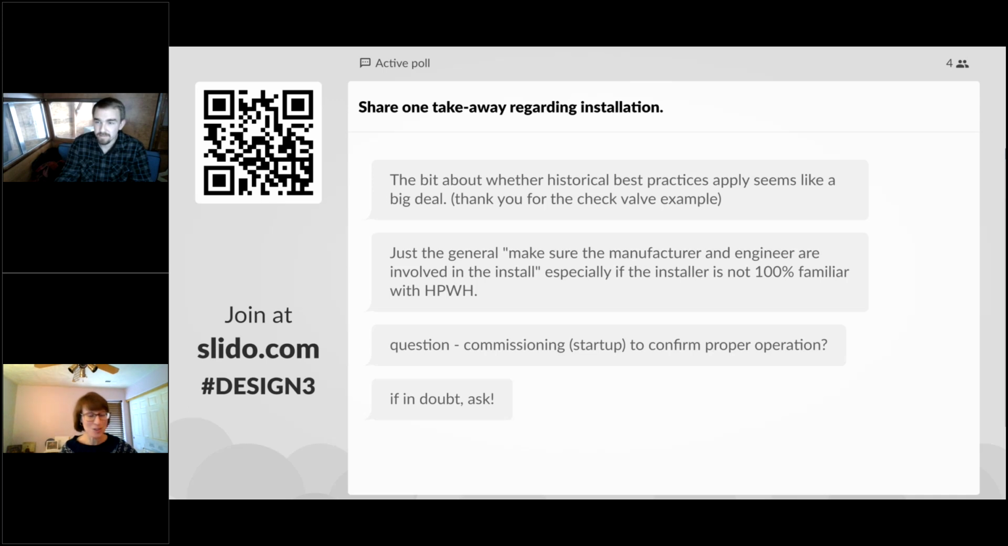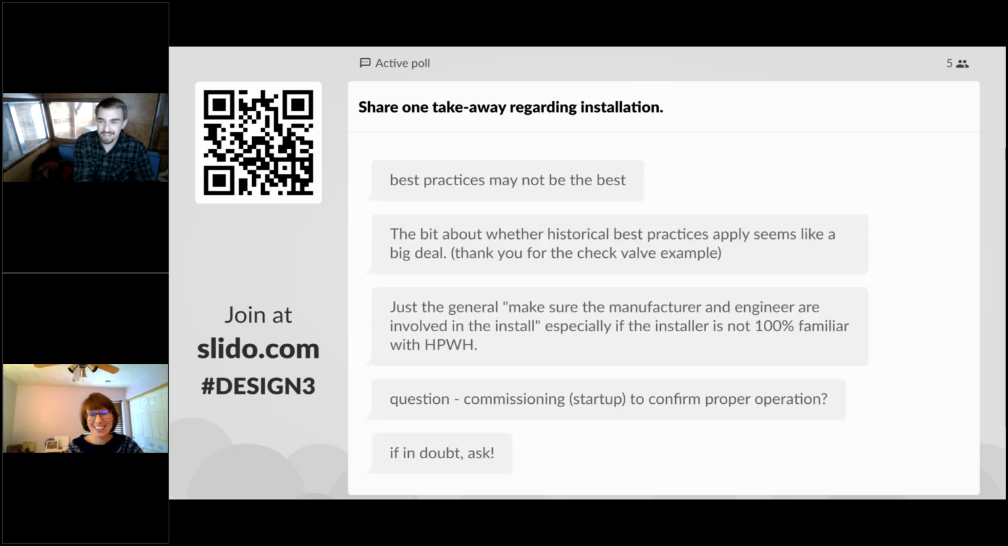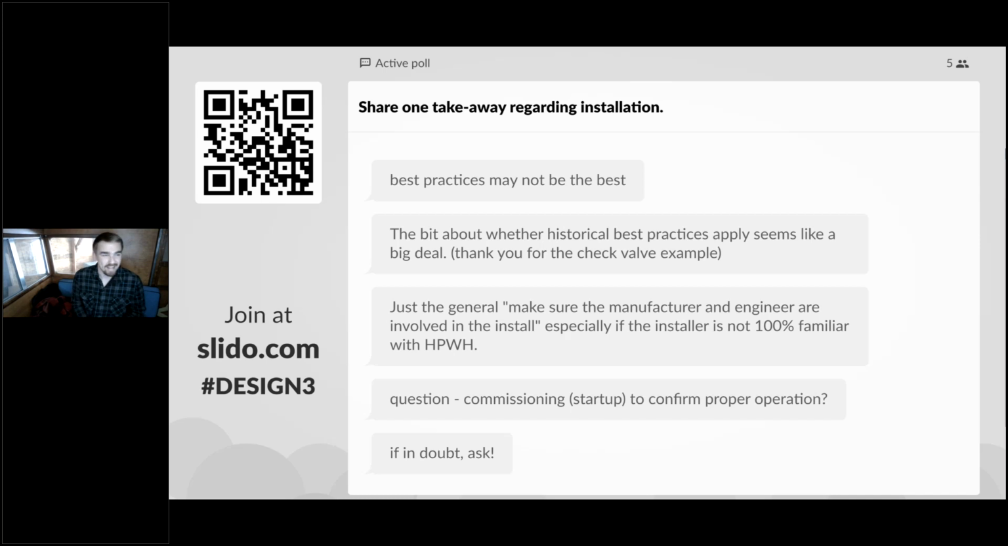Wow. And those are small pieces, but super important. Yeah, right. And they can really cause a big delay if they're not thought about ahead of time. Exactly. Yeah. Okay. Looks like we've got a lot of takeaways from installation. I'll let you get to those. Thanks, Evan. Yeah.